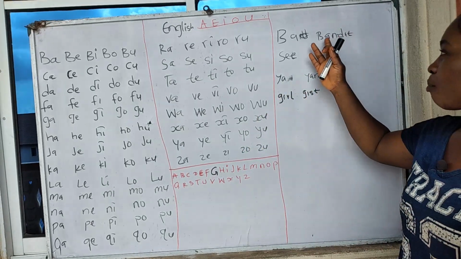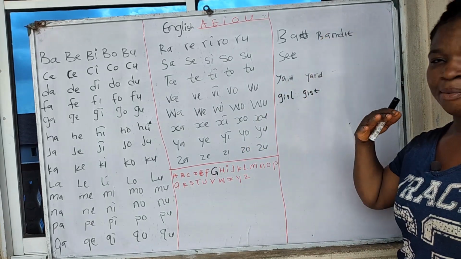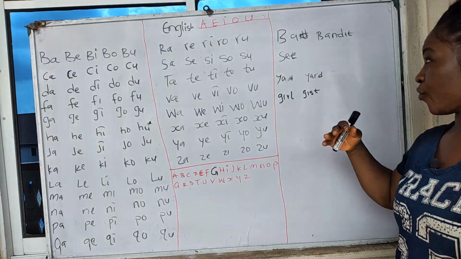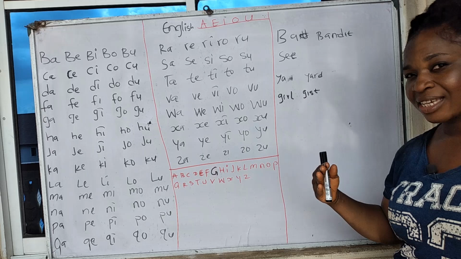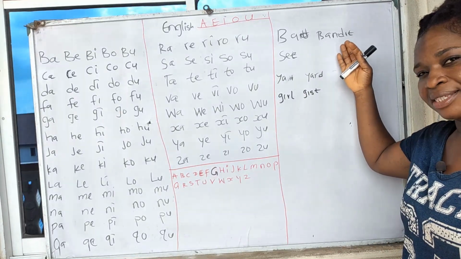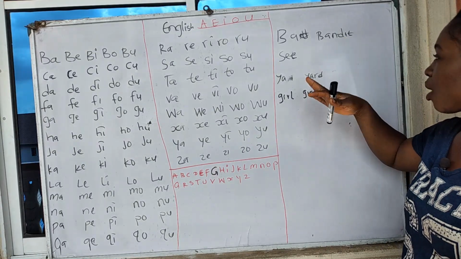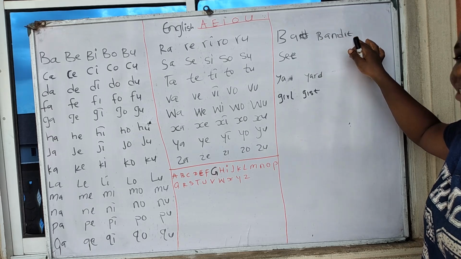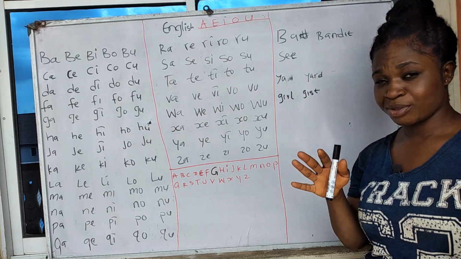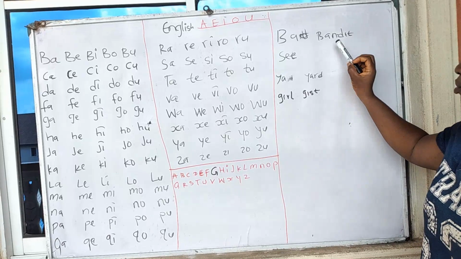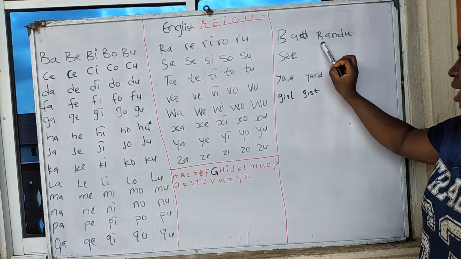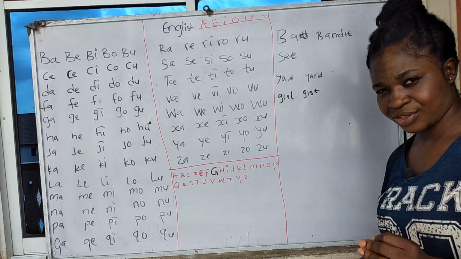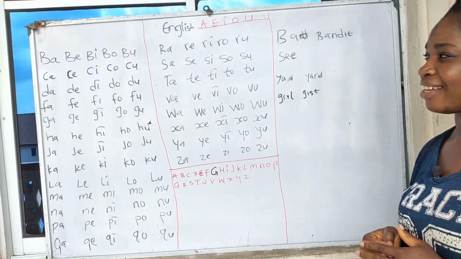We have ba, from ba it went to ban. From ban, I added D, it becomes band. From band, I added IT, it becomes bandit. Now, if I was to say band-it, I won't get the right pronunciation, but I have to split it this way, bandit. I have to get the right pronunciation. Do you understand?